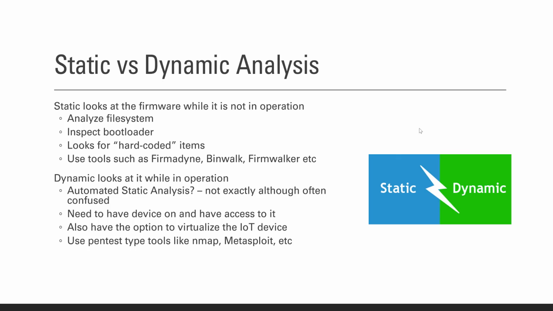So there's a couple different ways to do analysis of firmware, and those two different ways are static and dynamic. To make it simple, the easiest way to explain this is static analysis. The device is not up and running. You are looking at the file system, you are looking at the firmware while it's not in operation. So you can analyze the file system, you can inspect the bootloader, you can look for hard-coded items.